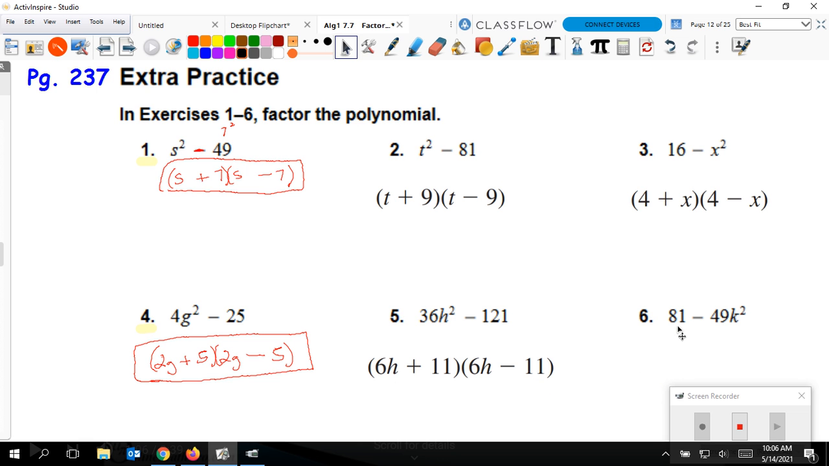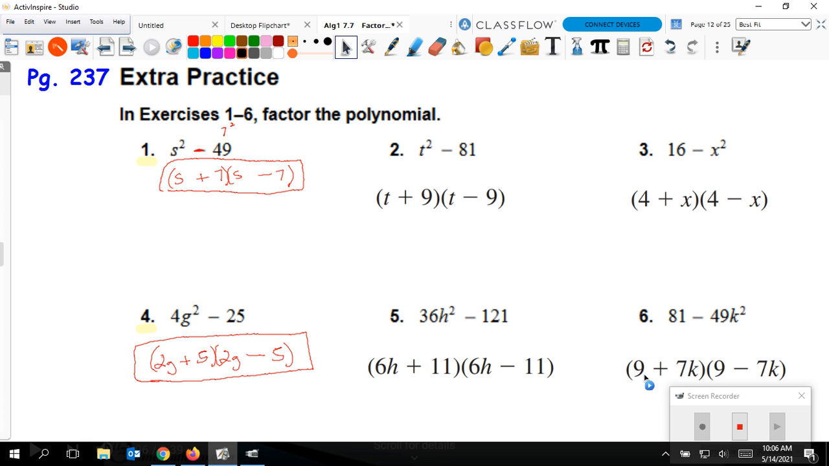And then for number 6 here, 81 again is 9s, just like we saw in number 2. 49 is 7s, like we saw in number 1. But again, the k is in the back here, so it's going to be 7k's in the back. So it's going to be 9's up front, 9 times 9, and then the 7k and 7k in the back, 1 plus and 1 minus.